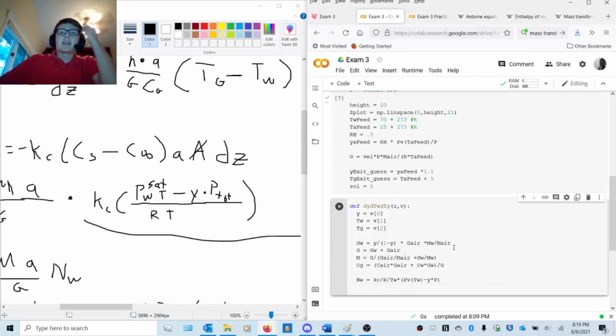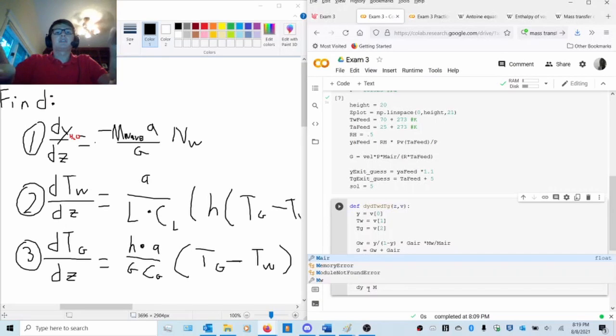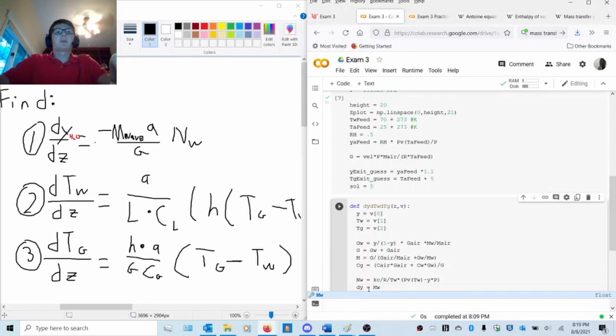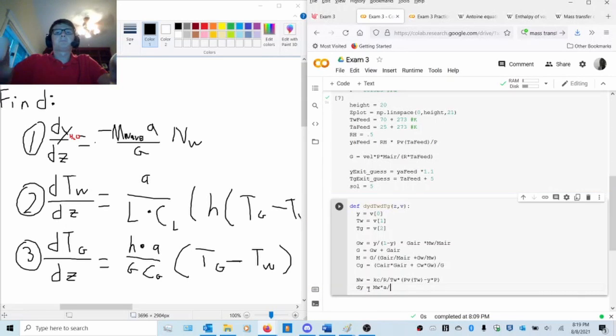So now we can go down once again, and now we'll go back up here, and now let's put in an equation for the change in mole fraction of water. So the change in mole fraction of water is going to be the average molecular weight of water times a specific volume of A, divided by the total gas flow rate multiplied by the molar flux.